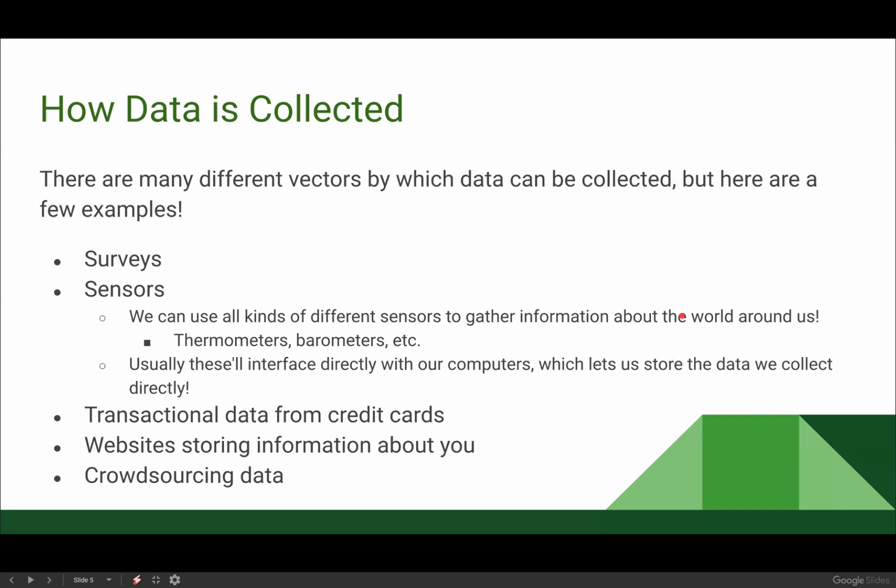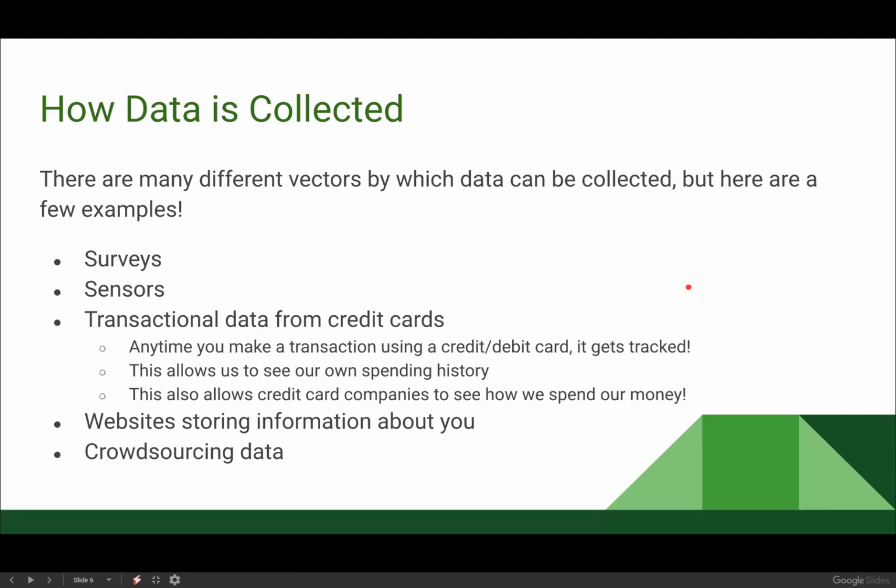Another kind of data that we can capture is transactional data from credit cards. Anytime you make a purchase with a credit card, that's going to be tracked by the company that owns the credit card. So this allows us to look back and see our own spending history. It also allows credit card companies to see how we are spending our money, and then maybe use that information to shape how advertising gets sent to us. So just keep in mind, anytime we use a card, it gets tracked.